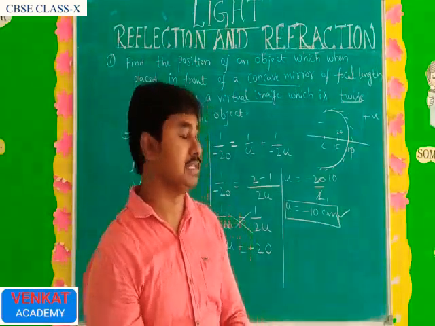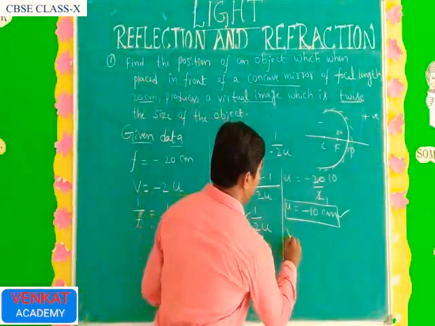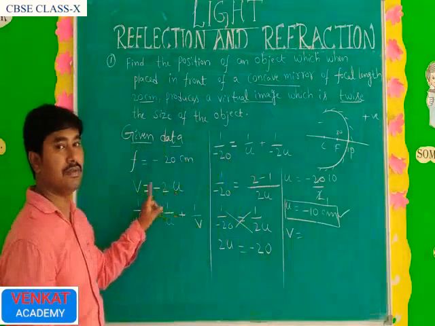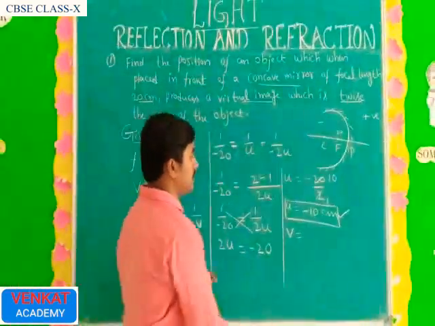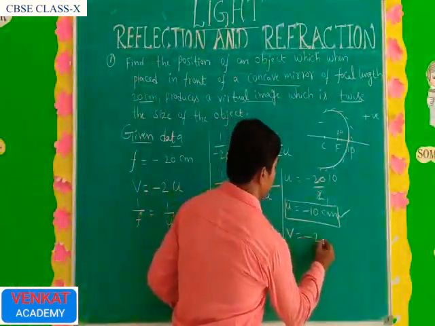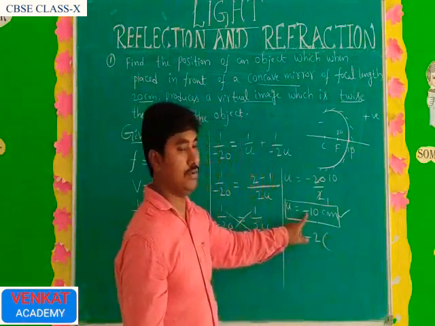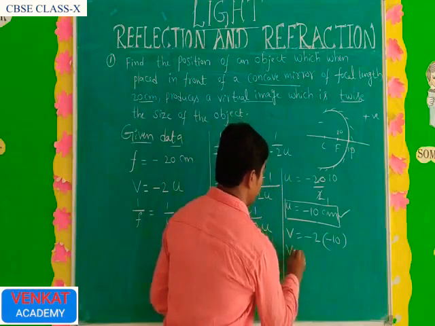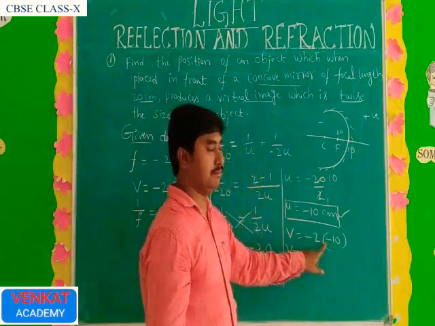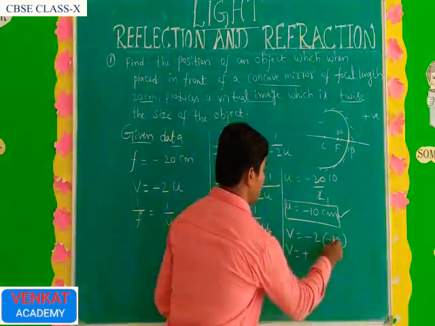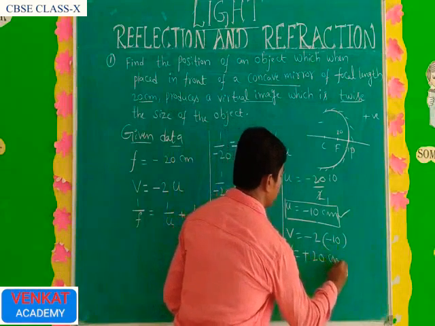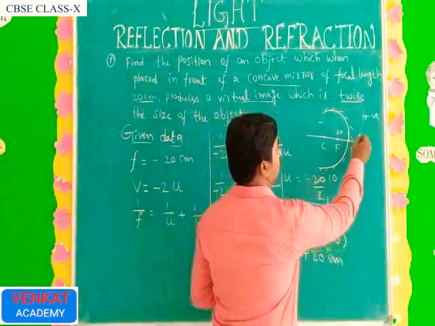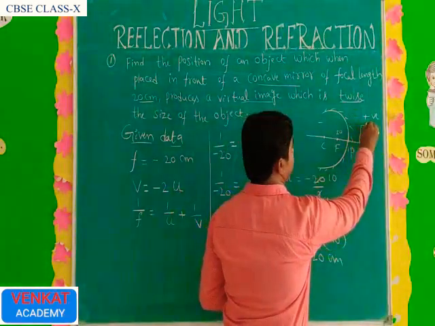What about image distance? The image distance is already in the given data. What is the given data here? v is equal to minus 2u. Means v is equal to minus 2 times the u value. How much is the u value? Minus 10. So v is equal to minus, minus, plus, plus 2 times 10, that is 20 centimeter. So we are getting a plus value. Plus value means the image is formed here.